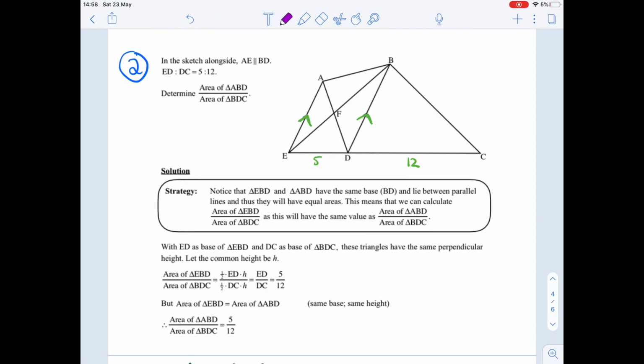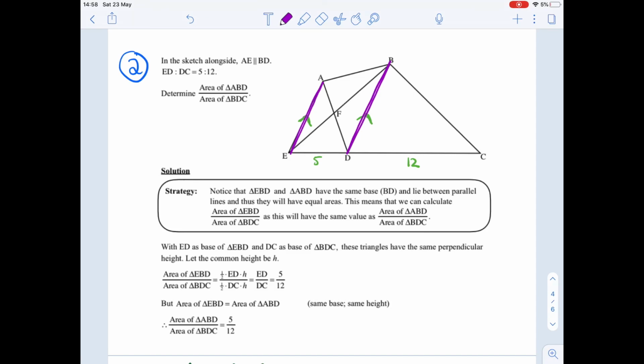Now, the last example we're going to be doing is one where they lie between the parallel lines. And they're quite easy to spot. So in the sketch alongside, we've got AE parallel to BD.